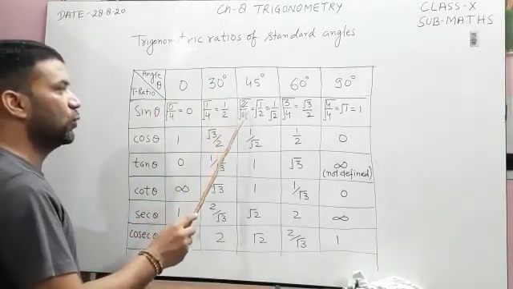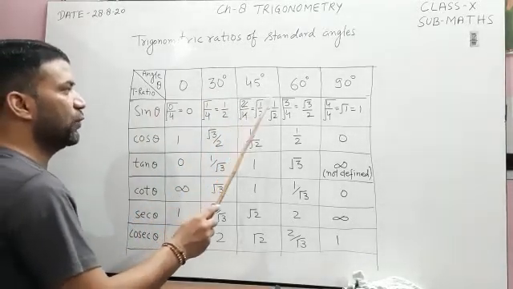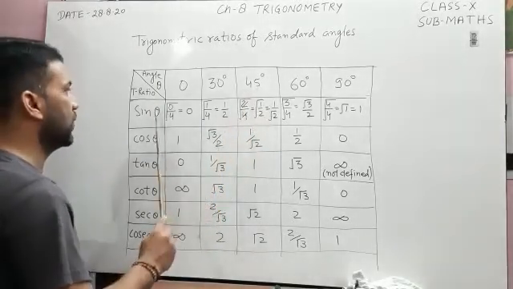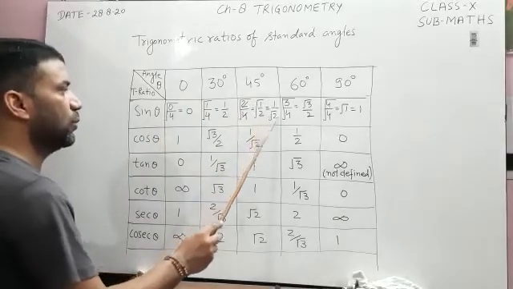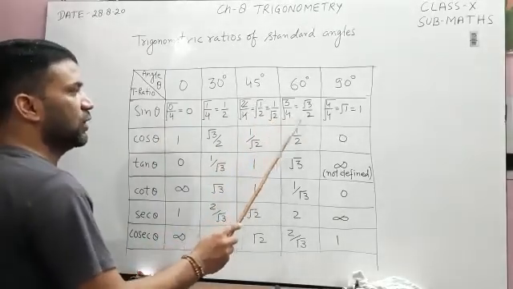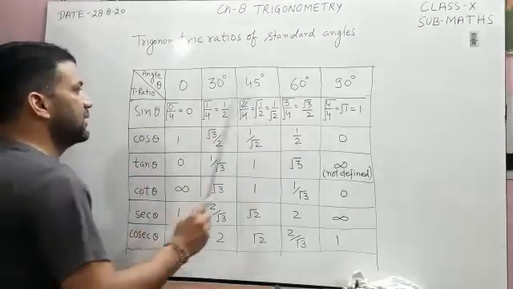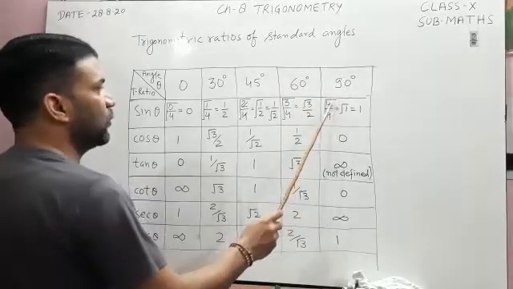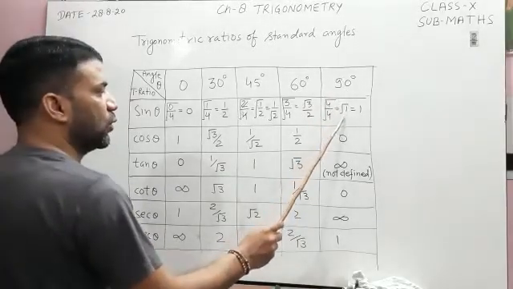Here 2 1s are 2, 2 2s are 4, and square root of 1 is 1 and square root of 2 is root 2, that is sine 45 degree is equal to 1 upon root 2. Here square root of 3 is root 3 and square root of 4 is 2, that is sine 60 degree is equal to root 3 upon 2. In sine 90 degree equal to 4 upon 4, this is 1 and square root of 1 is 1.